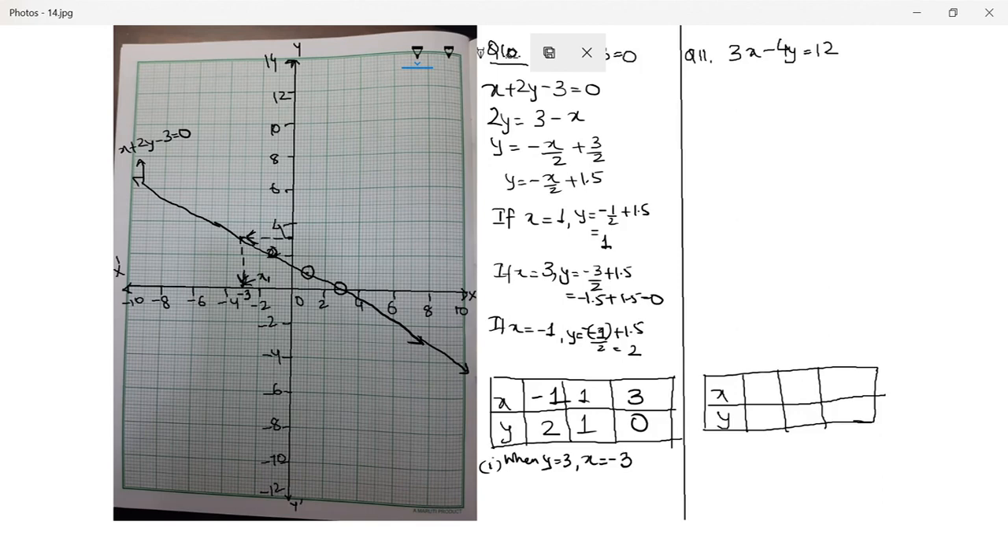Next part. Find the value of x2, which is the value of x when y is equal to negative 2. So they are saying find the value of x when y is equal to negative 2.